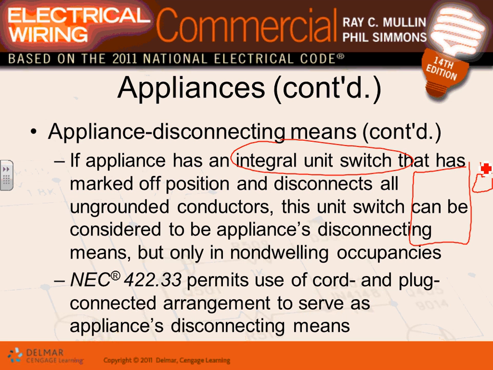Okay. Cord and plug connected. I don't know if you go down to the cafeteria and eat most of the time. If you go there, watch all the deep fryers and ovens and what not. Almost all of them have a plug-in. These are appliances, right? How do you disconnect them? Where's the disconnect for all of them? Believe it or not, you unplug that baby, and that's your disconnect. So the plug can act as a disconnect for equipment.